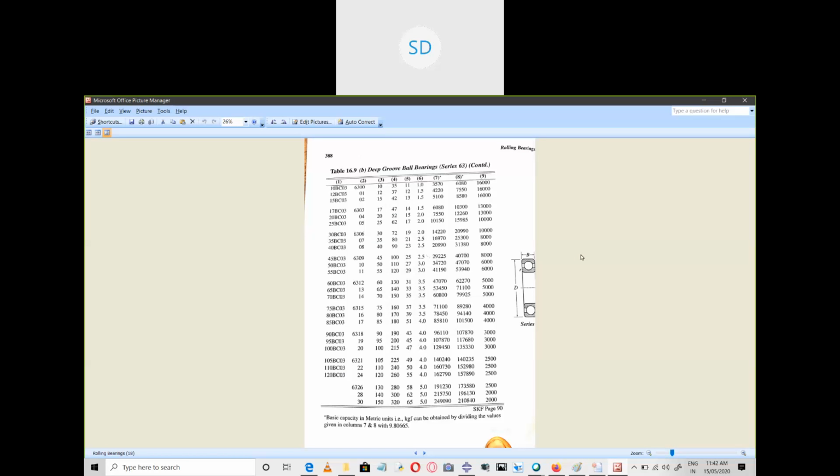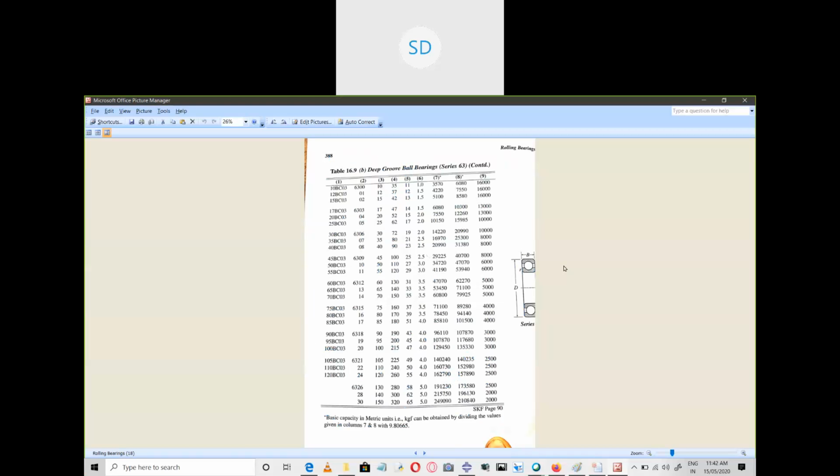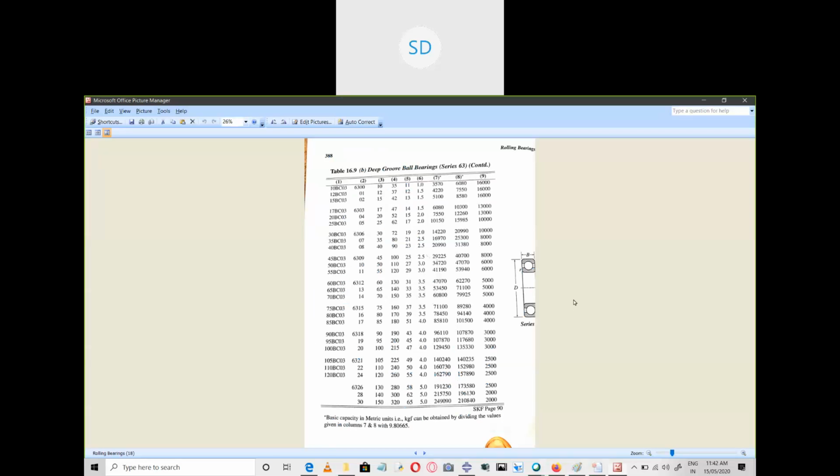Now 41190 is C0. Sorry. Okay, 41190 Newton. It is C0. C is 53940.